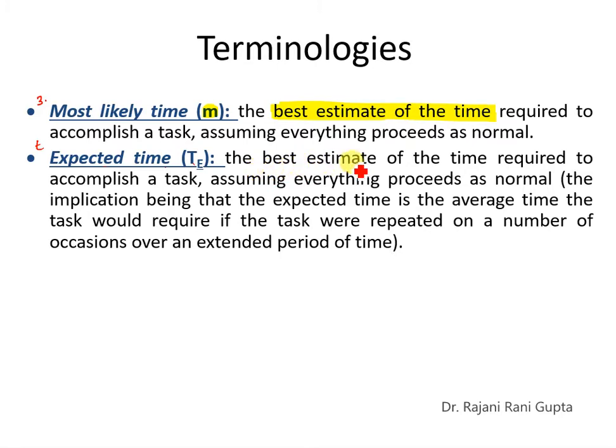So it is defined as the best estimate of the time required to accomplish a task, assuming that everything proceeds as normal. So what are we assuming? The implication being that the expected time is the average time. Expected time is the average time the task would require if the task were repeated on a number of occasions. So if you are repeating the task, you are always able to complete the task in this time. Okay, so that is the expected time.